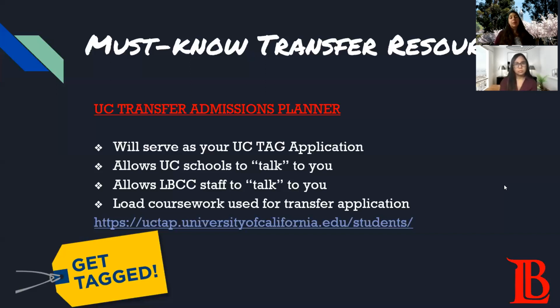And also a cool feature is that aside from being able to transfer all that over, it can actually calculate your UC GPA. So the transferable GPA, you don't have to crunch the numbers. If you do it on your Transfer Admissions Planner, it'll crunch the numbers for you and give you what your transfer GPA for UC will be. So if you are interested in transferring to a UC school, we highly recommend that you use this tool.